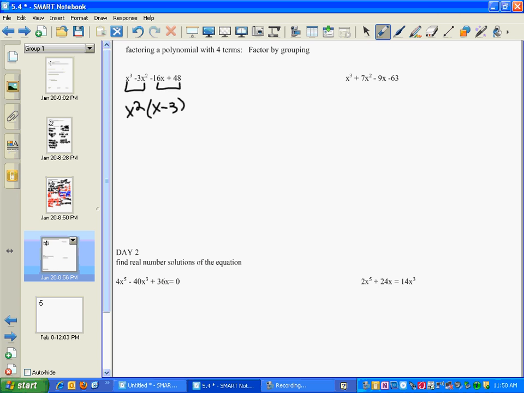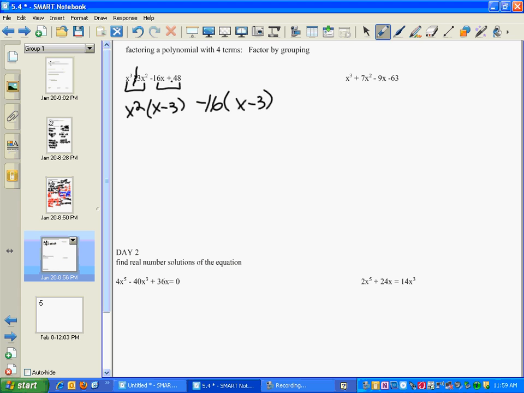Okay, so when we do these next 2 terms, I need x minus 3 there again. Nope. Now, cover up the first 2 terms. What do I pull out of negative 16x plus 48 so that I have an x minus 3? Well, I know that the sign I pull out has to be negative, because I'm going from my last term being positive to this being negative. Okay?